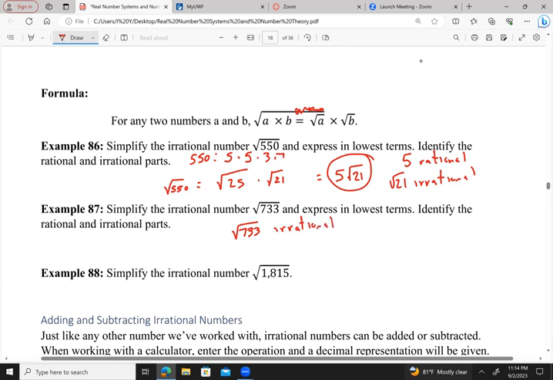Okay, what about 1815? Let's see if we can break this down and see what happens. So I can see there's a 3, gives me 605, which has a 5.